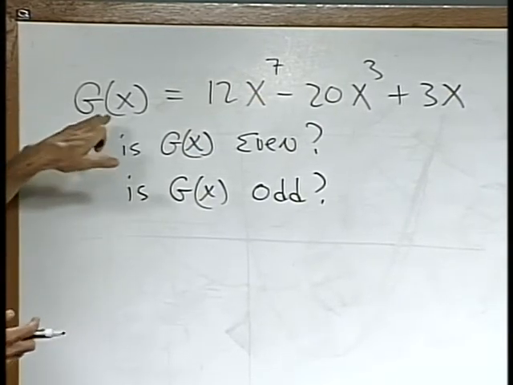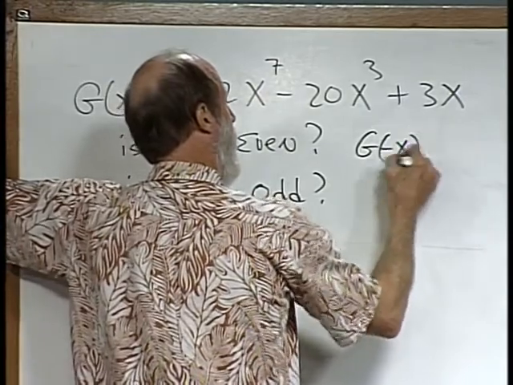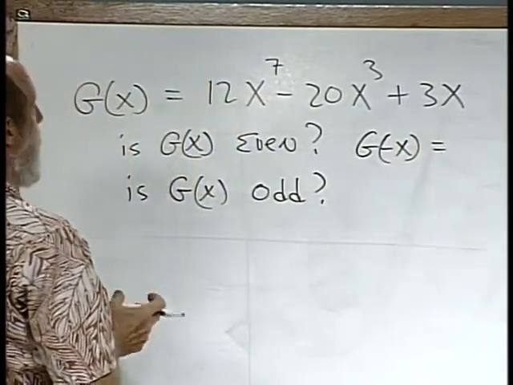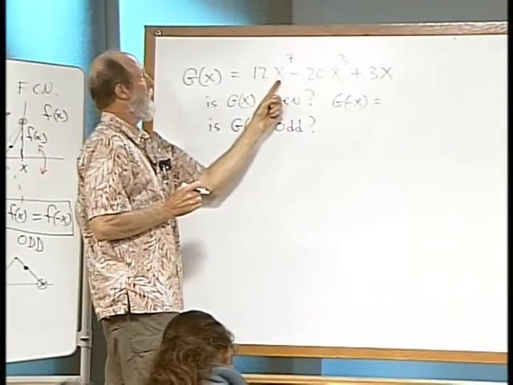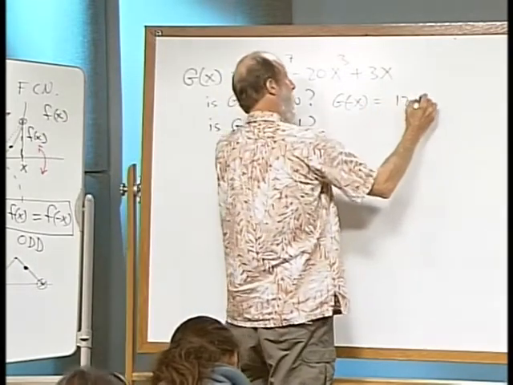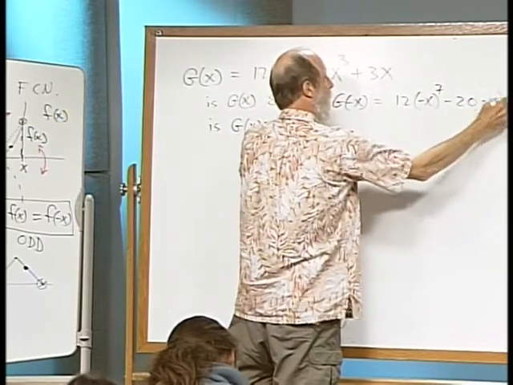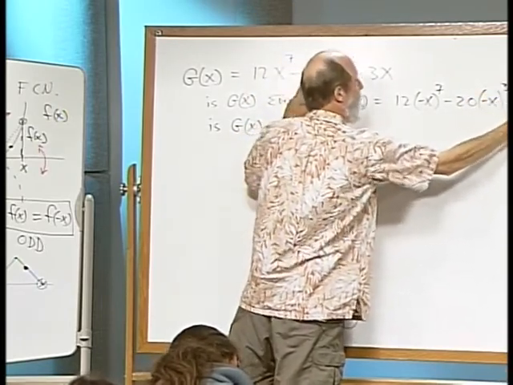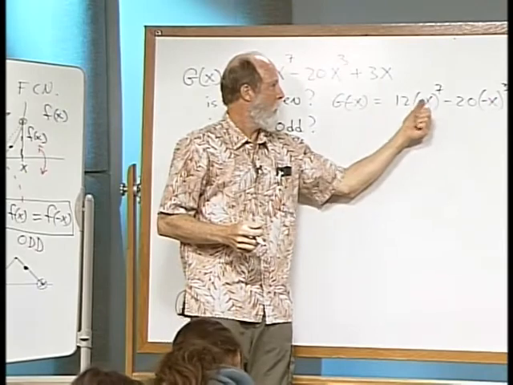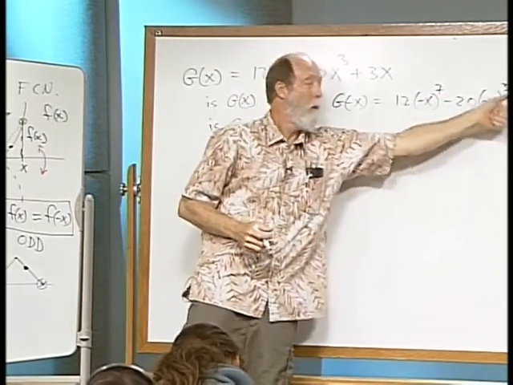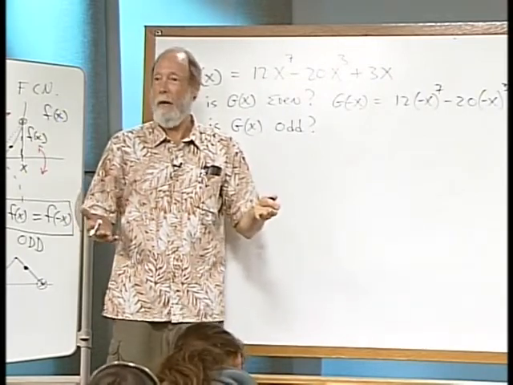Okay, well, we've got our original function given to us. So let's see what g of negative x is. G of negative x, to test for even character, you put in a negative x here and raise that to the 7th power, subtract 20 and negative x being cubed, and add to it 3 times negative x. And when you raise something that's negative to an odd power, it stays negative, doesn't it?